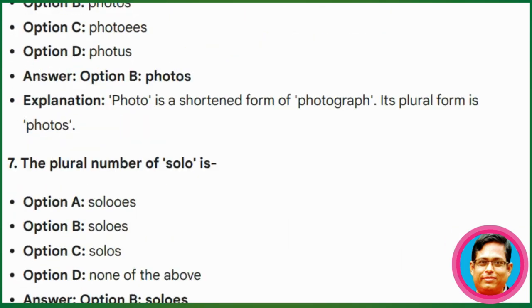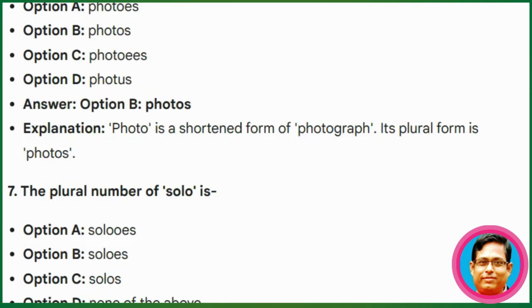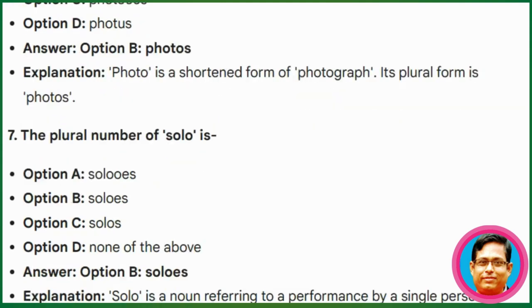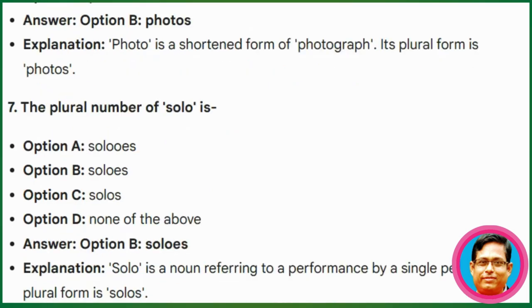6. The plural number of photo is option A, photos. Option B, photos. Option C, photos. Option D, photos. Answer, option B, photos. Explanation, photo is a shortened form of photograph. Its plural form is photos.